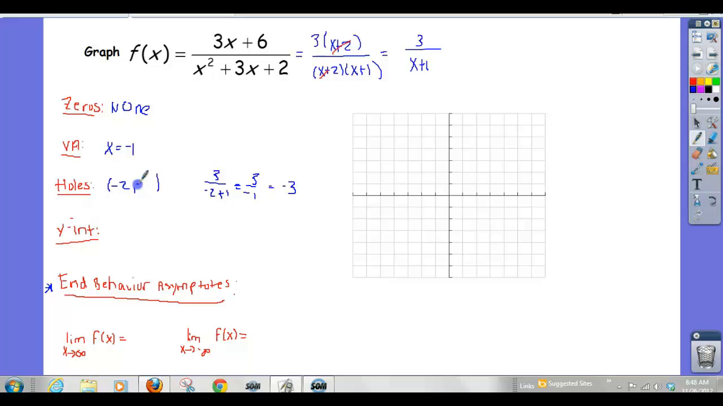So the hole is at (-2, -3). A y-intercept occurs when you plug in 0 for the function. And when you plug in 0, all this goes away, right? That turns into 0, that turns into 0, that turns into 0. You get 6 over 2, which is 3. So (0, 3).